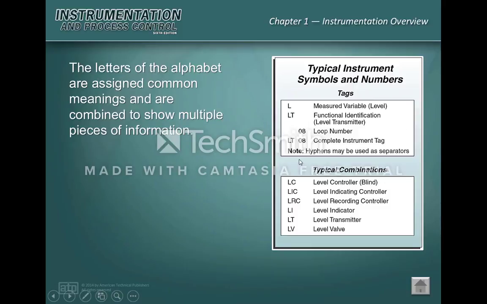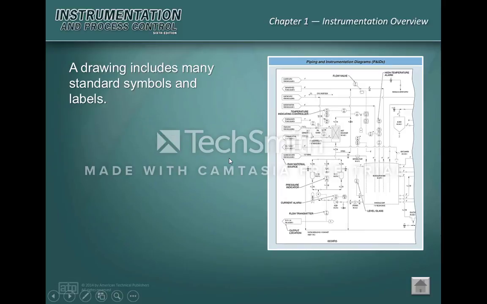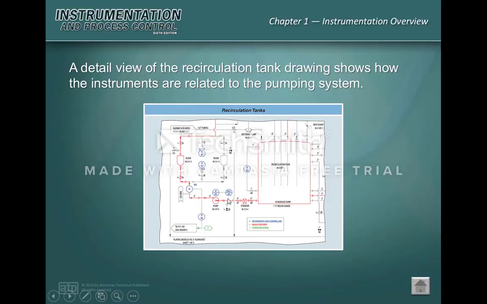Okay, if we continue on down, here are some extra ones. Level indicating controller, level recording controller, level indicator, level transmitter, level valve. Once you know the letters and what they stand for, you can break them all down real simple. A drawing includes many standard symbols and labels. Throughout this chapter and this section, the main part of the section is being able to decipher a diagram just like this.